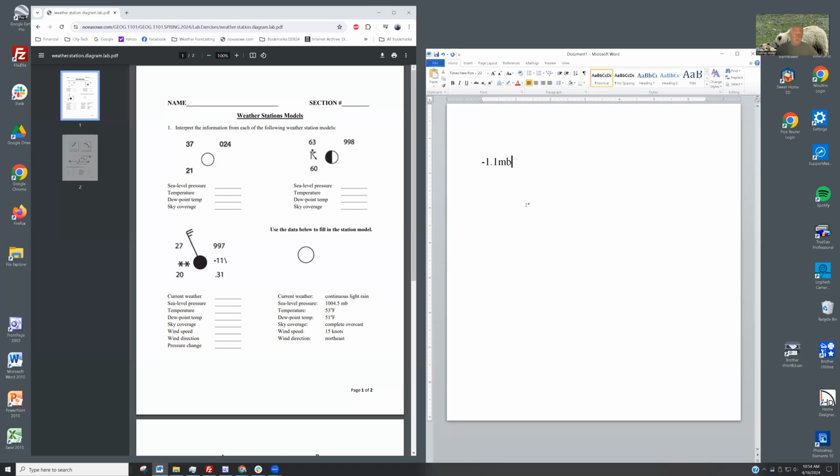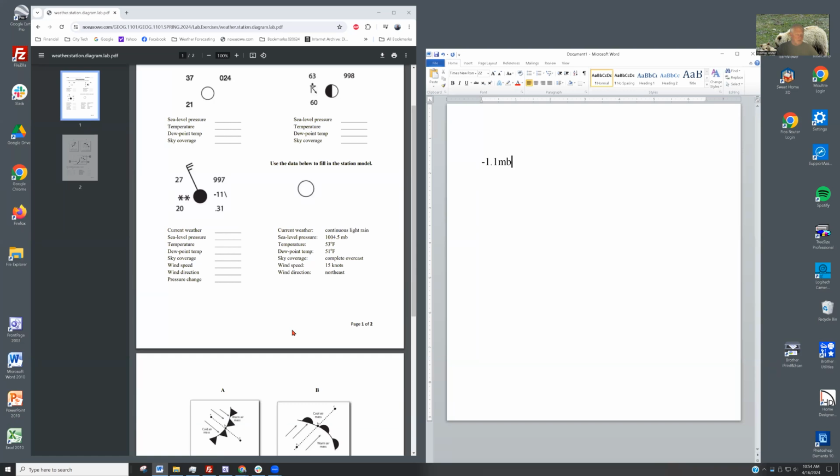And the reason why this is important, the change in pressure over the last 3 hours, is because in a very general sense, as barometric pressure is decreasing, then we can expect to have cloudy weather and possible precipitation. If the pressure is increasing, then we, in a very general way, can expect to have clear weather, cooler temperatures, and lower relative humidities. So it's a very general way to look at the approaching weather. Okay. So you're going to interpret these.